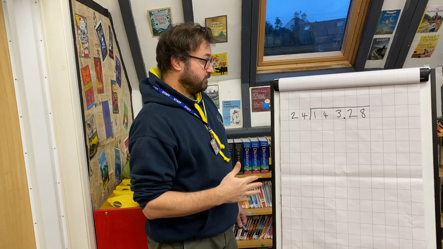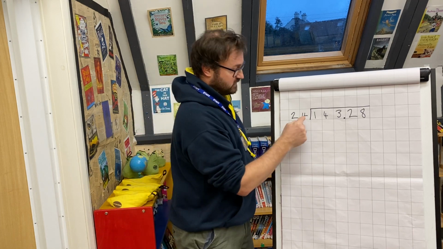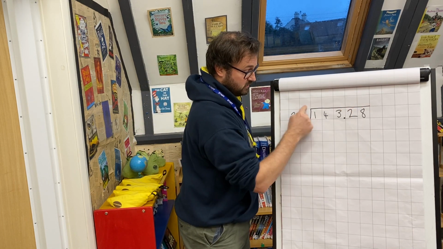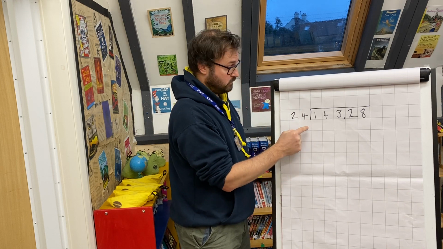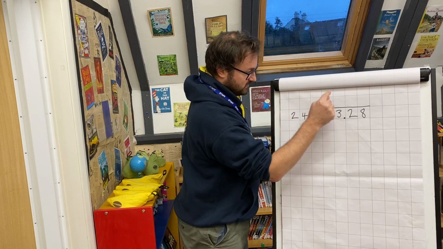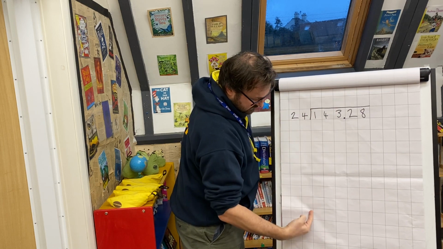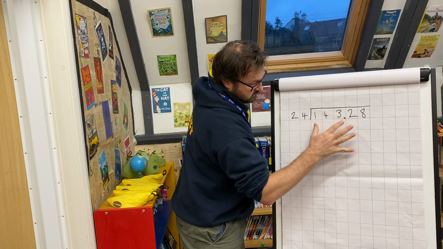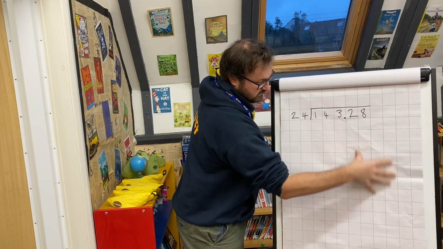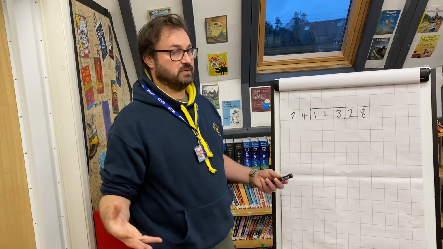This method, there's all sorts of names for it, lots of people go on about this being a bus stop, can't see any buses myself. What it actually is, is a multiplication array, because that times that, so 24 down this side, whatever our quotient is along that side, would give you 143 in here. So essentially it's a multiplication array.